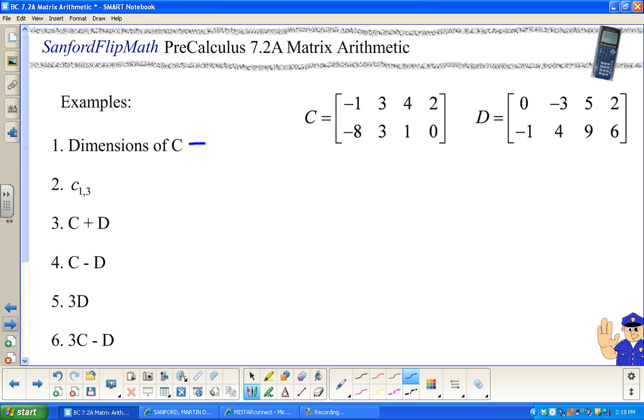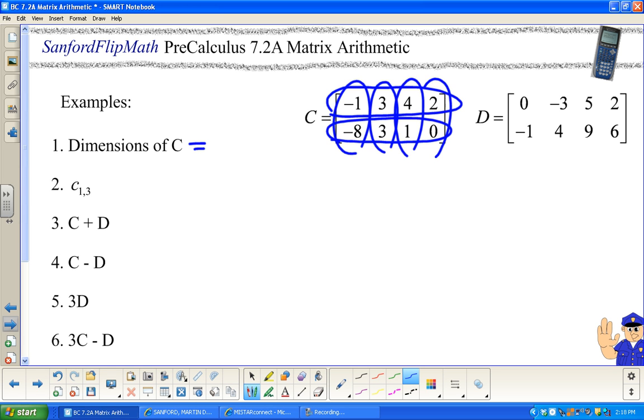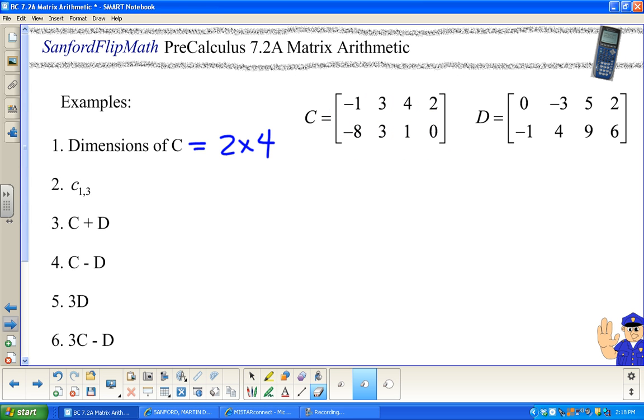Okay. So the dimensions of matrix C. Well, there are 2 rows and 1, 2, 3, 4 columns. So this is 2 by 4. Okay. Now, this is one of those times where I think everything on this page you should be able to do. So if it were me, I would hit pause right now and just do it and see that we get the same exact answer. Okay, and if we don't, then we got a problem. Okay, all right, so hit pause.